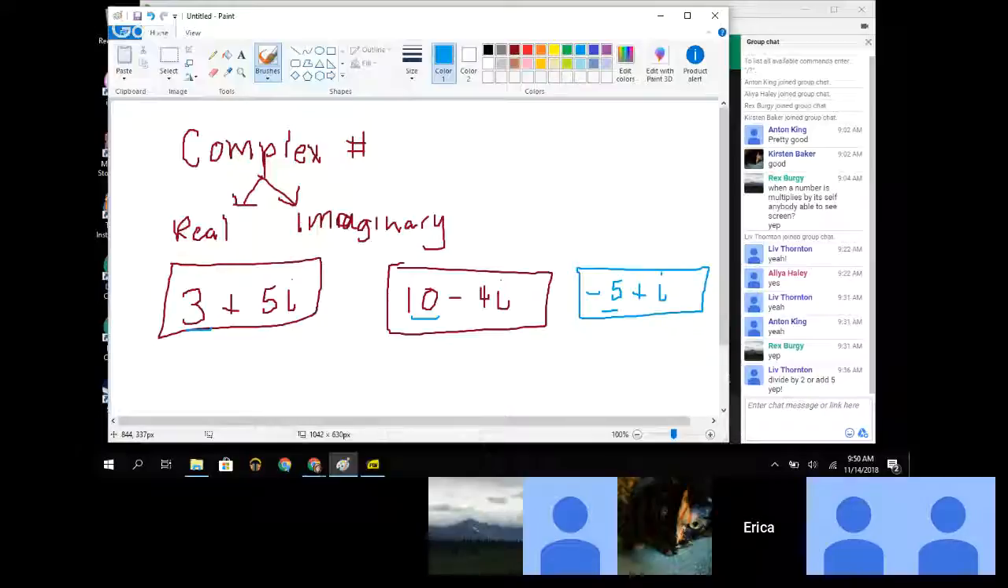Okay. So let's just stop there. I think that's a good spot to stop. On Monday, what we'll talk about is that we can add and subtract complex numbers, we can multiply complex numbers, and we can solve with complex numbers. So we'll talk about how to do all that on Monday, okay?